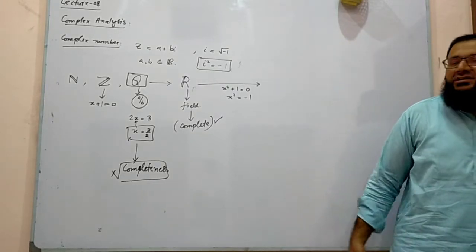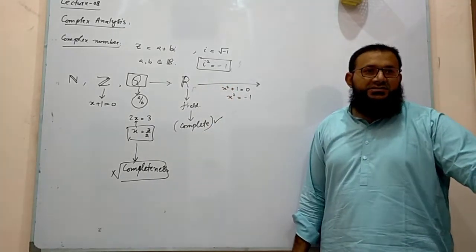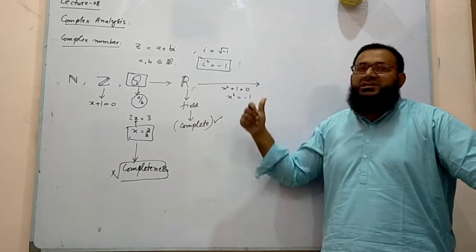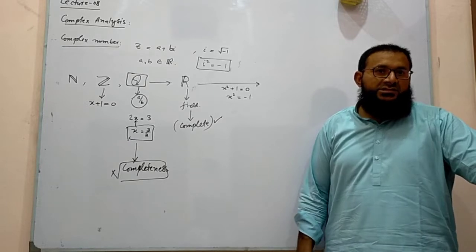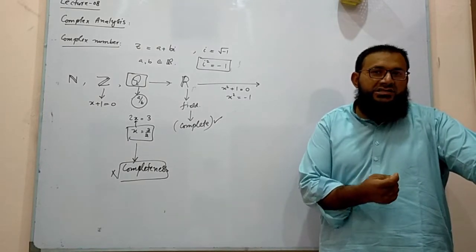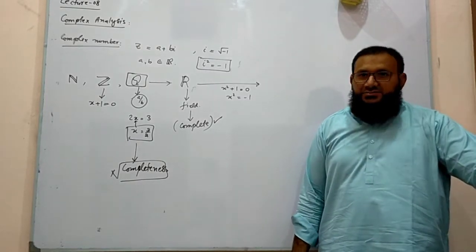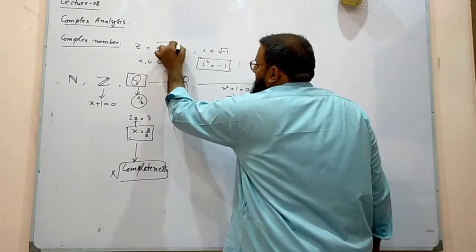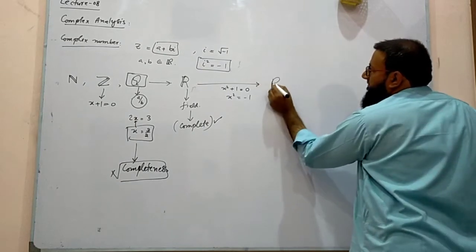So there is no such number in the set of real numbers. It means real numbers are basically not helping us to solve these type of equations. Then we introduce a new set, what we call the set of complex numbers. So the set of complex numbers is just an extension of R.